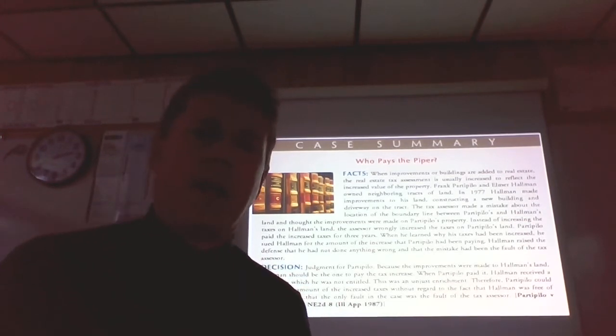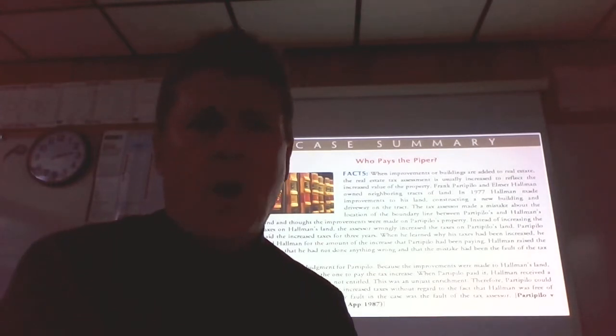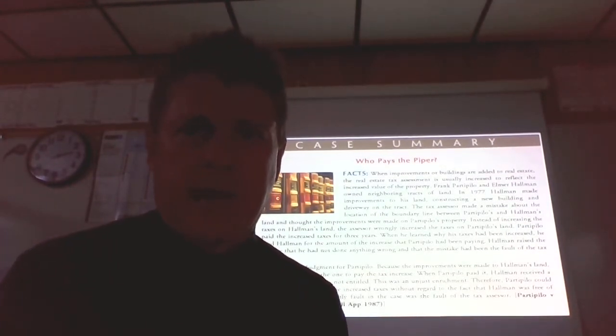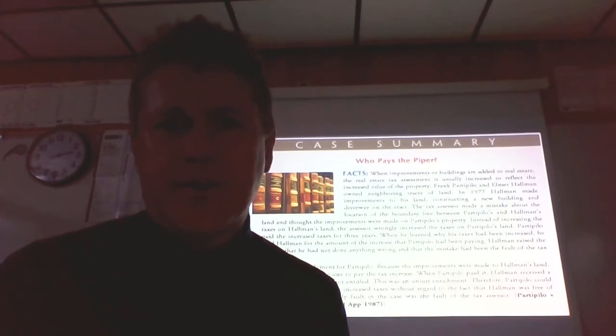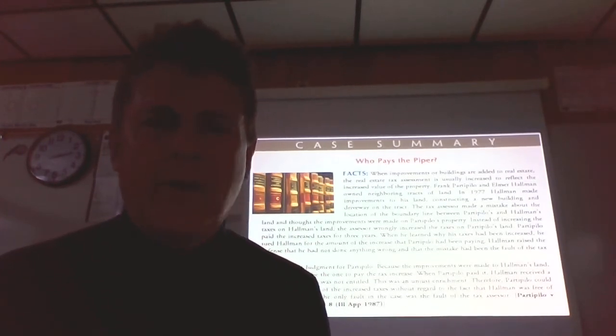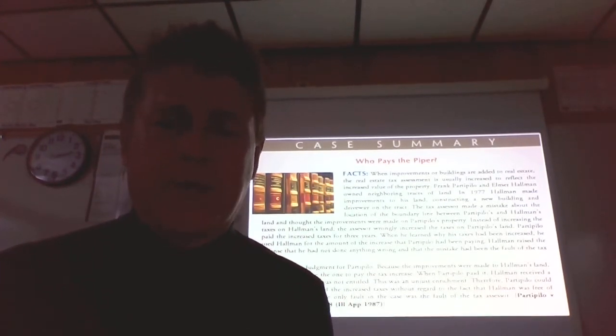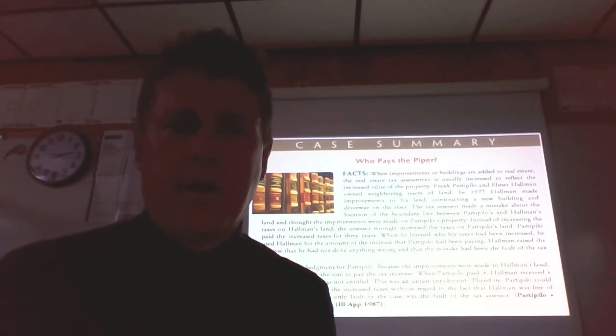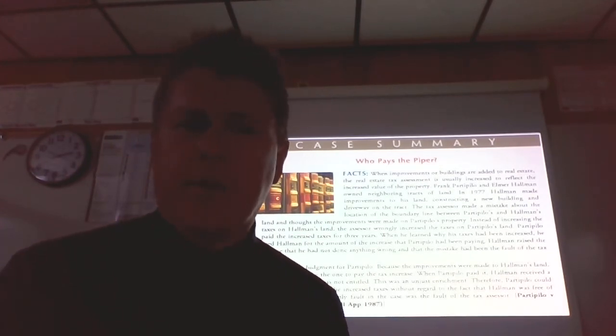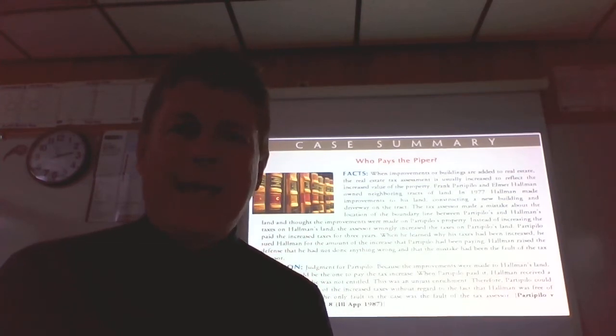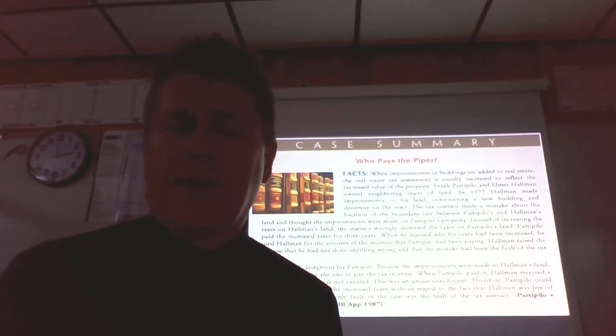Okay, fine. So Hallman made these improvements on his land. At the county assessor's office, they counted the improvements towards Partipolo's land, which is the neighboring property. This went on for several years. Partipolo's taxes went up on his property. He didn't really realize it, though, so he just kept paying it for a few years. He eventually discovered the error, and he basically said, this isn't right. I'm not paying this.